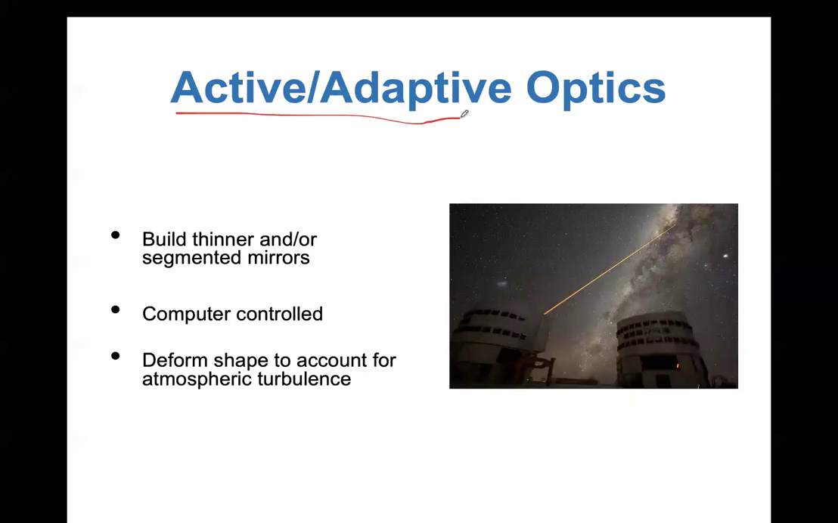Quick key concept here, key term: active or adaptive optics. So this is how we can use computers to improve where we point the telescope, how we connect telescopes together, and how we can compile multiple images into a single one. This term, adaptive optics, really just refers to computer-aided telescopes.